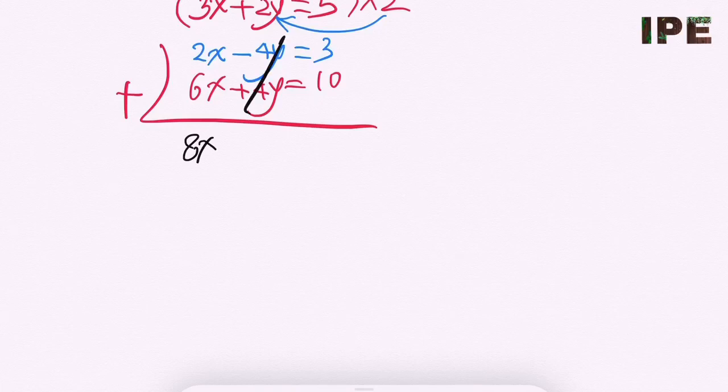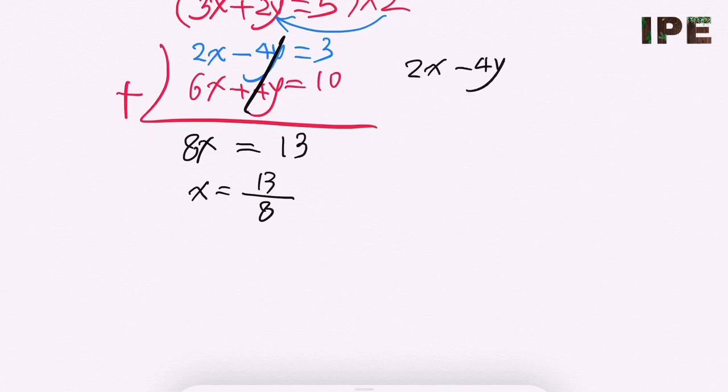And then that is 0. Then 3 plus 10 is 13. So x equals 13 over 8. After you find the x value, plug in the x value into either of the two equations. I'm going to use the second equation, 2x minus 4y equals 3, because it looks easier for me.